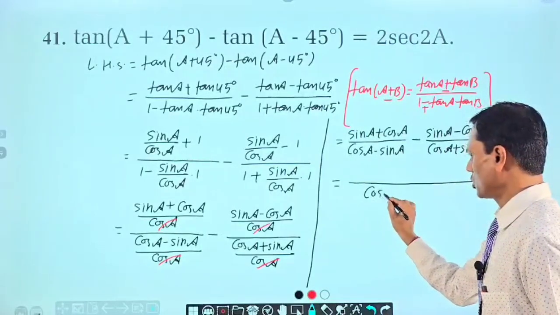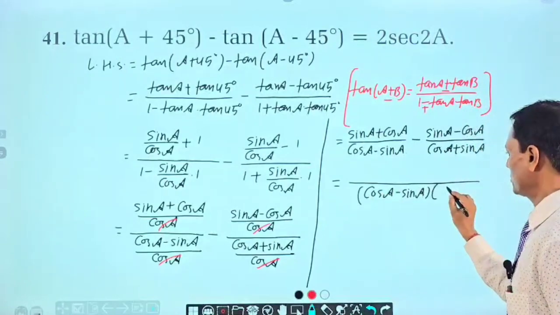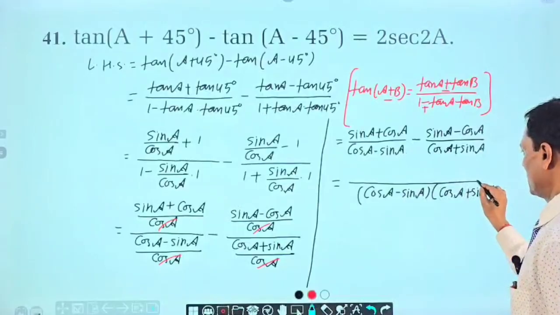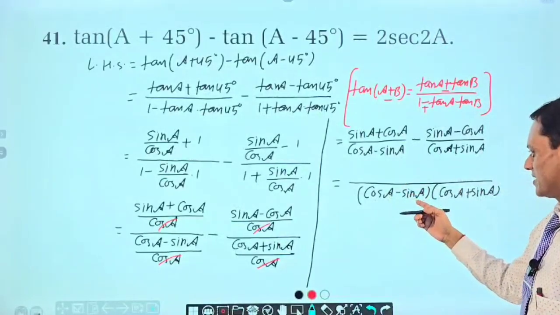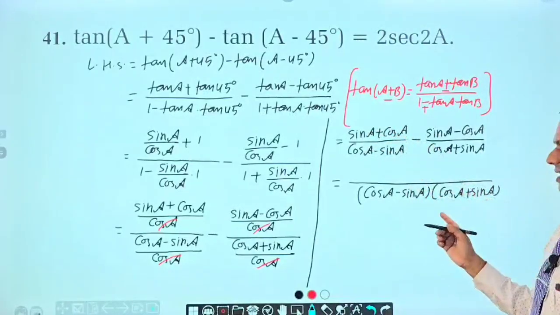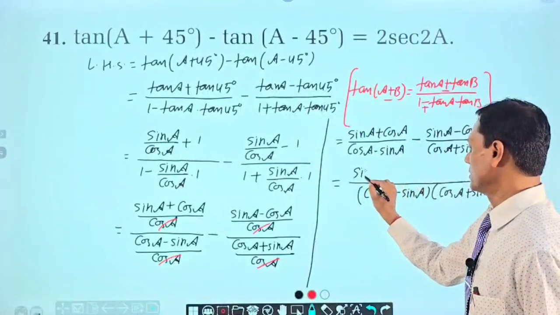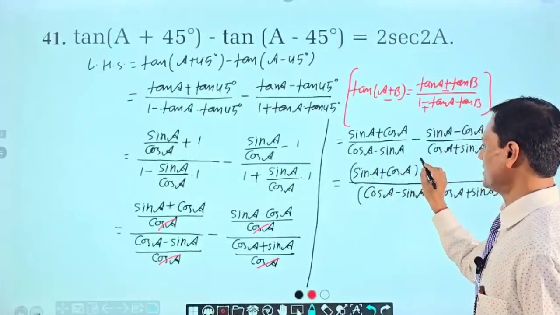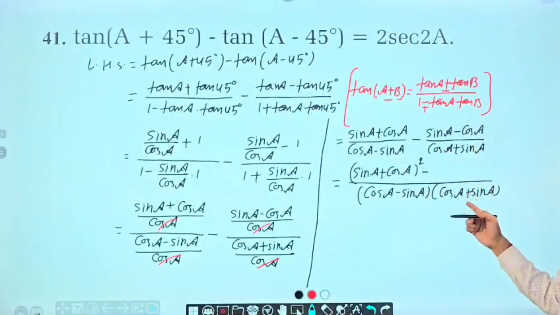LCM equals cos a minus sin a and also cos a plus sin a. And the working of fractions all of you know. So cos A minus sin A, cos A minus sin A, according to the working of fractions, we write here sin A plus cos A and cos A plus sin A. Same, x plus y and y plus x. So we write here sin A plus cos A whole square, isn't it? And here also the same, cos A plus sin A, cos A plus sin A, they are the same.